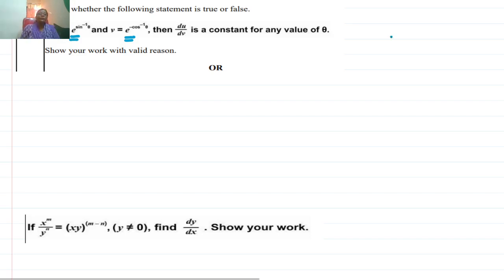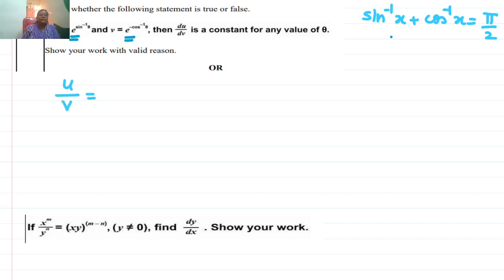Immediately you should be able to relate it through this identity, that is, what is sine inverse x plus cos inverse x? If you have somehow this x, isn't it pi on 2? Can you manage to have this in this expression? Which operation will give us this? Since it's a minus of cos inverse x, so isn't it u on v? This is giving us e to the index sine inverse theta upon e to the index minus cos inverse theta.